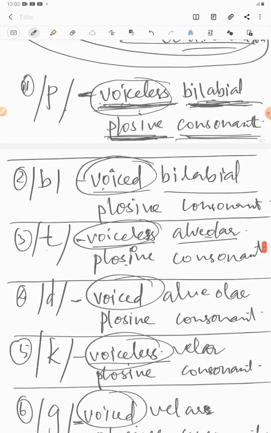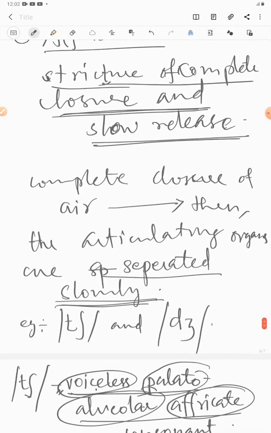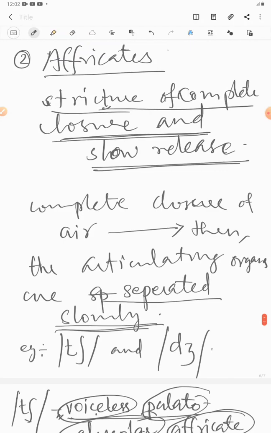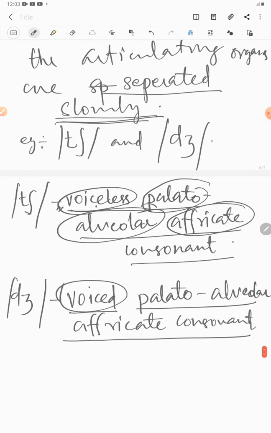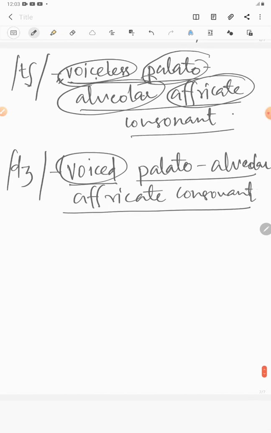So what do you mean by affricate consonants? Affricate consonants are those consonants in the production of which there is complete closure of air within the mouth, and the air is released slowly. What kind of structure is involved? There is a structure of complete closure and slow release. This is the most important point. And then you have two sounds, ch and j.